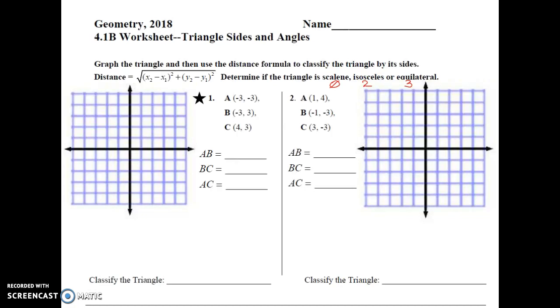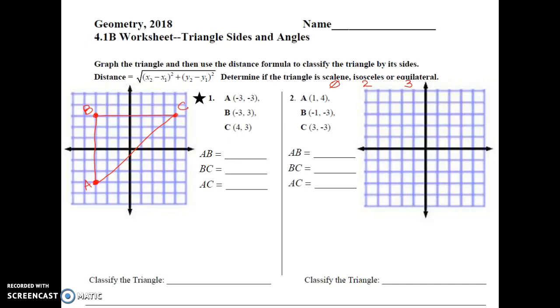So we're going to go backwards 3 and then down 3. Put an A there. Then B is at -3, 3. So we will go backwards 3 and up 3. There's B. And C is at 4, 3. So we will go to the right 4 and up 3. Draw that triangle that we have.